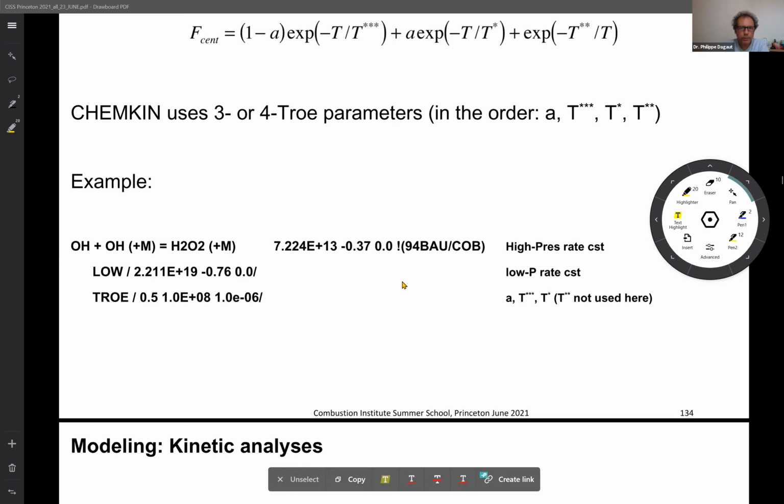Interesting question. For a simulation of a diesel engine, should I use a high temperature mechanism or a combination of high and low temperature mechanisms? Yeah, you need to consider both, because ignition starts with low temperature chemistry.